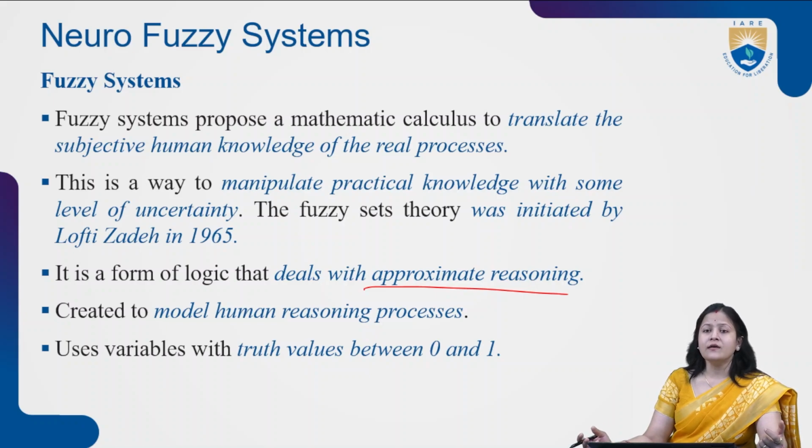That means, why is it called approximate reasoning? Because the fuzzy logic cannot give the exact truth value or exact false value. It will give the approximate value which lies between 0 to 1. That is why it deals with approximate reasoning. It is created to model the human reasoning process, what our brain thinks or how our brain understands. In the same way fuzzy logic also understands, which is used in the machine, and it tries to find out the corresponding degree of truth by defining the membership function. And it uses variables with truth value between 0 to 1.